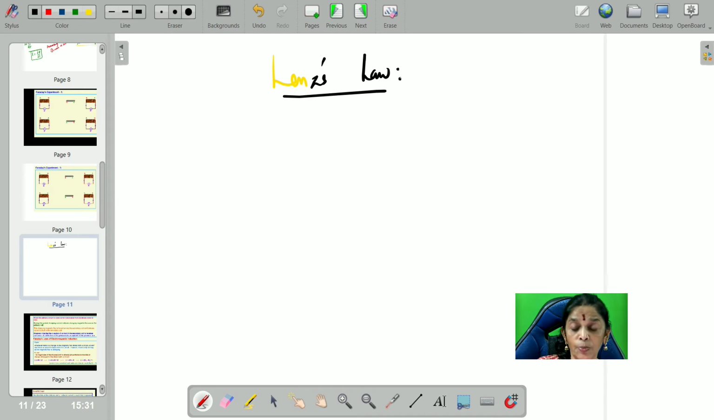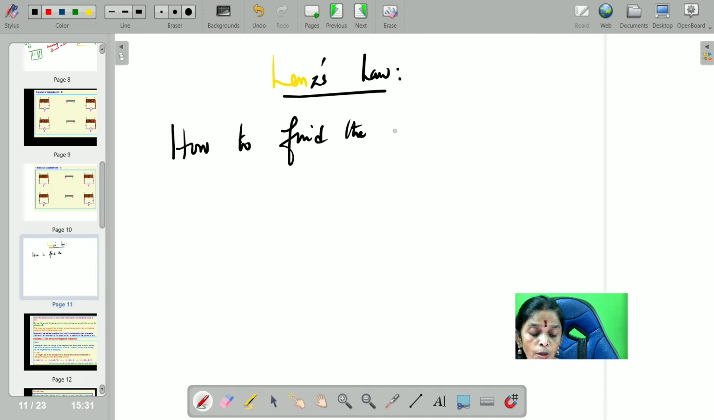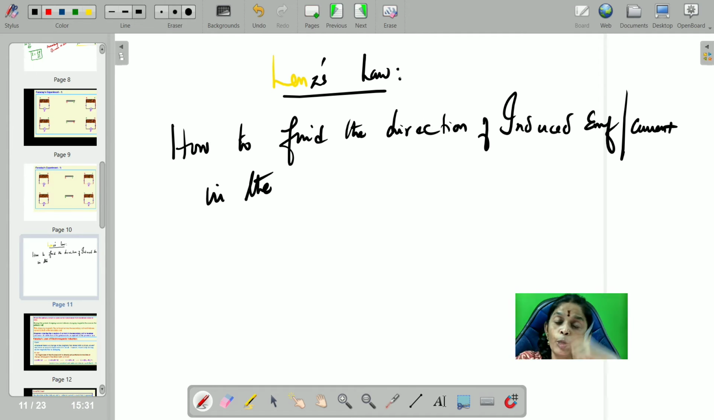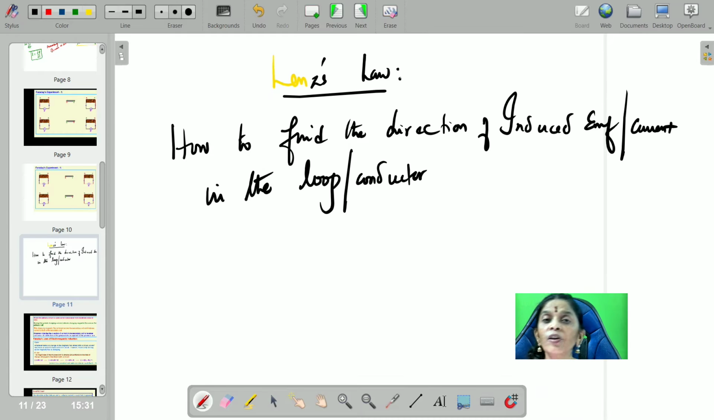This is a very important concept, children. How to find the direction of induced EMF. Direction of induced EMF or current in the loop. I have already told you induced current will be produced only in the loop, nothing else. Because you have to allow the charges to flow. You have to create an electric field. So magnetic field lines will pass through the closed loop. So there will be a creation of an electric field, that is a non-conservative field, which forces the charges to move. So how to find the direction of induced current in the loop or conducting loop?